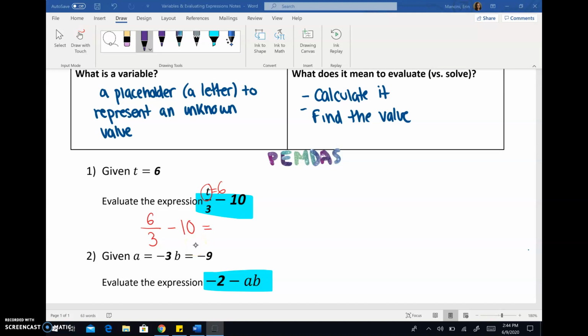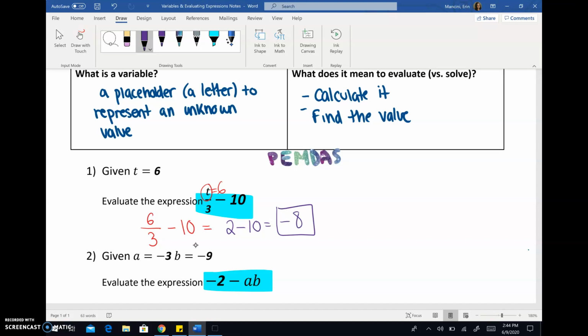So I'm going to go ahead and divide 6 by 3, and 6 divided by 3 is 2. Minus 10, because we haven't done anything with that yet. We just evaluated this piece. And what's 2 minus 10? Well, you have $2, and then you lose $10, so now you're in debt. And you're in debt $8. Okay, so again, integer operations, order of operations, all helpful in evaluating expressions.